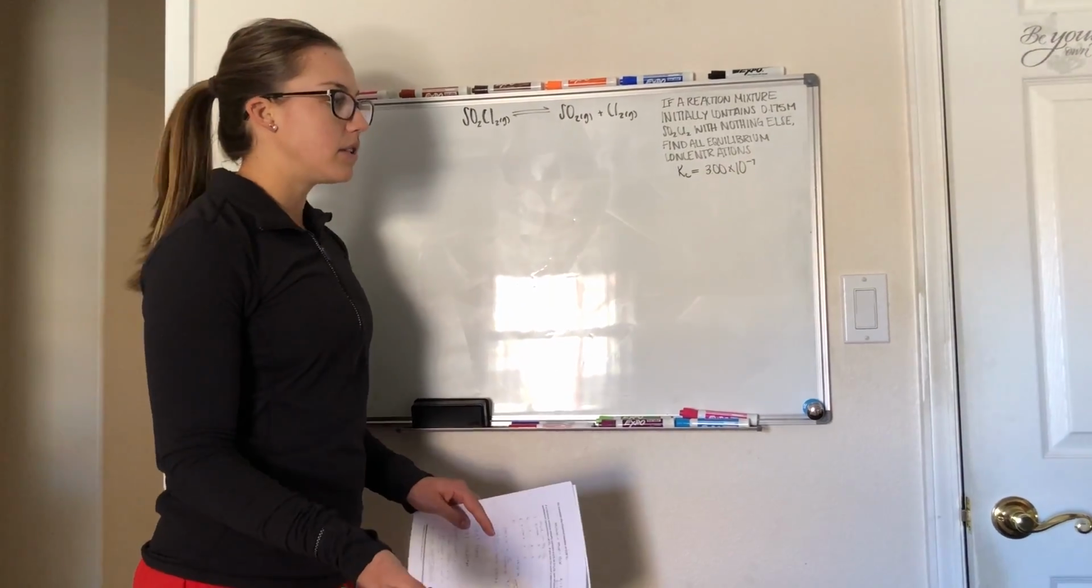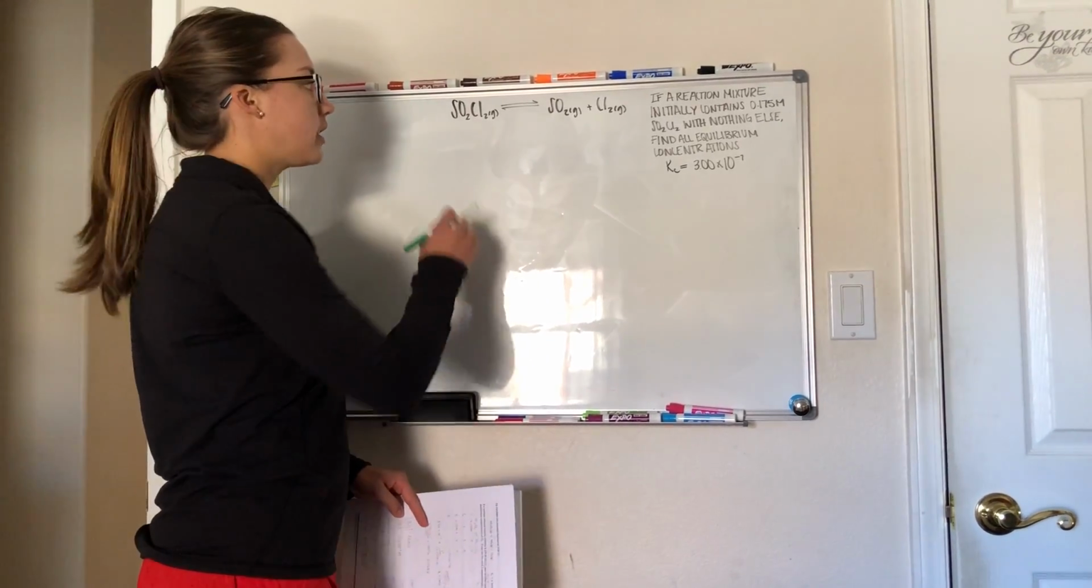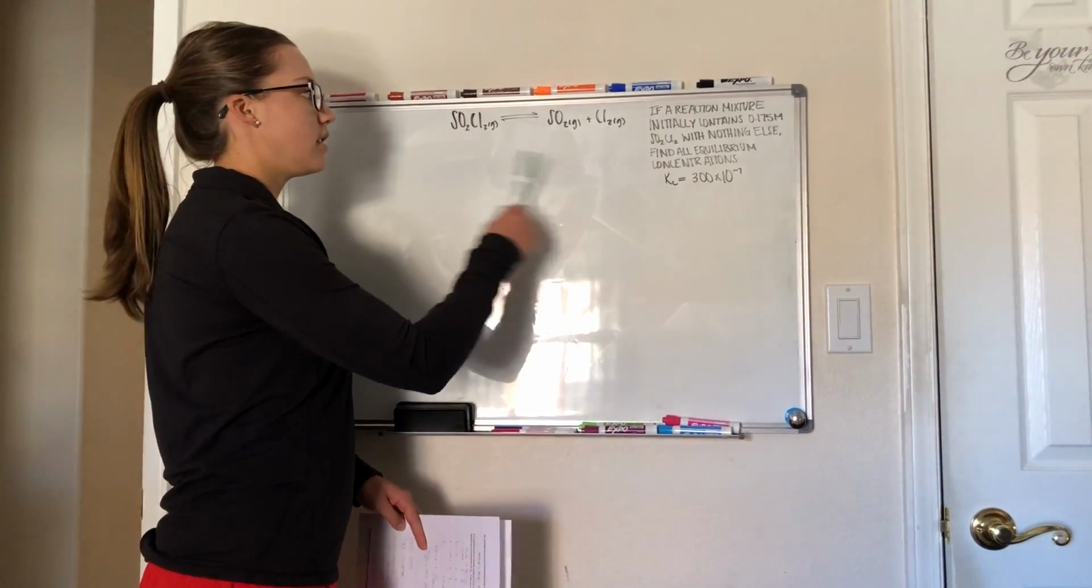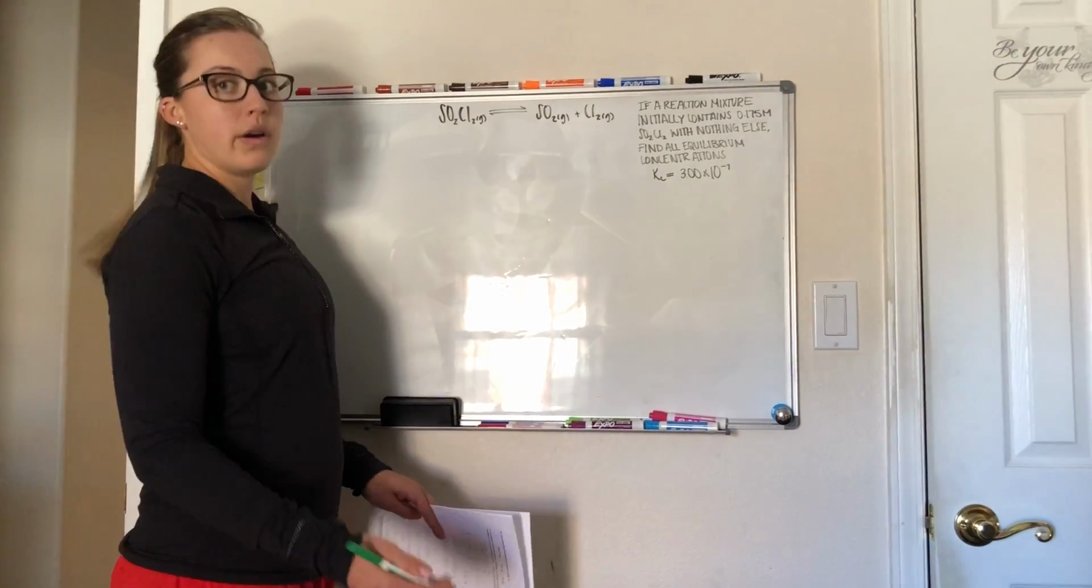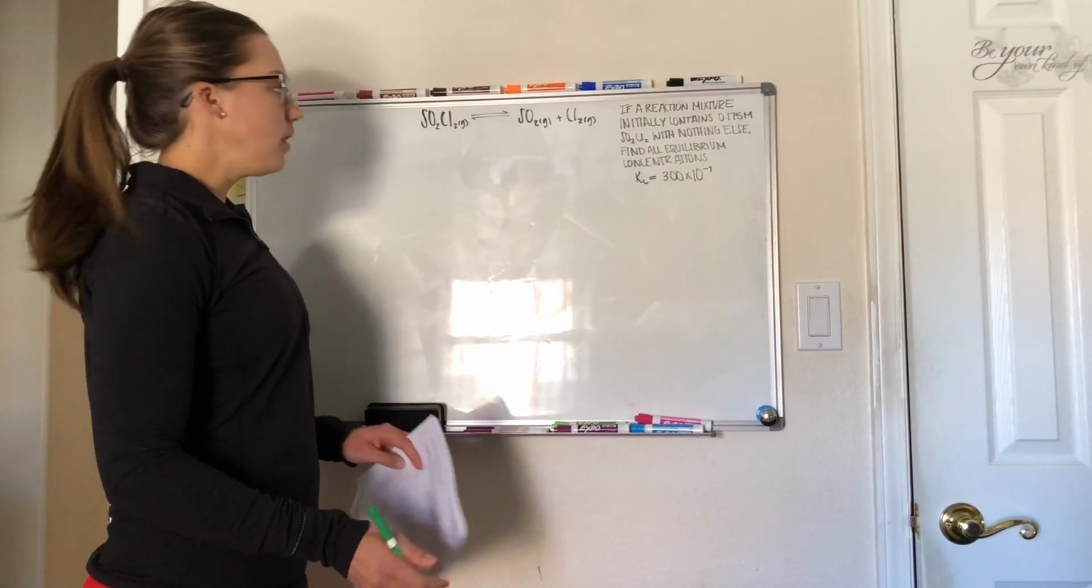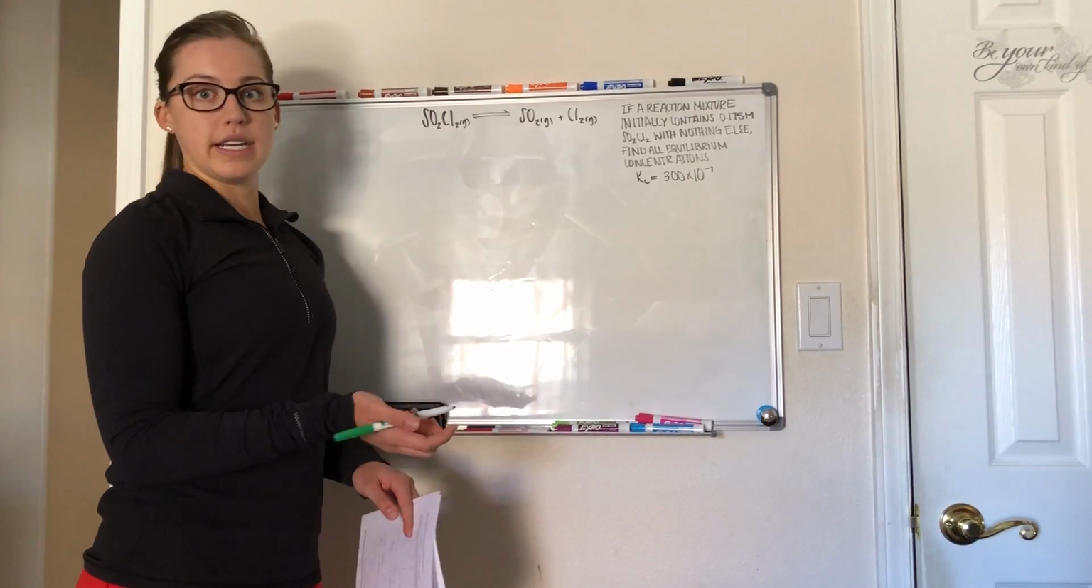So the first thing that we want to do when we see these is check to make sure that the equation is balanced. So in this situation, the equation does not need any coefficients. It's already balanced as is, which makes our lives a little bit easier. So we're going to solve this problem using an ICE table.